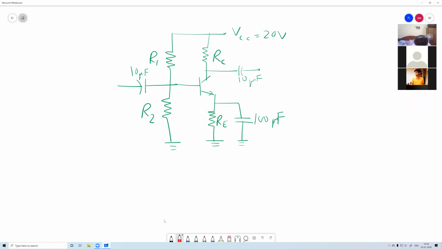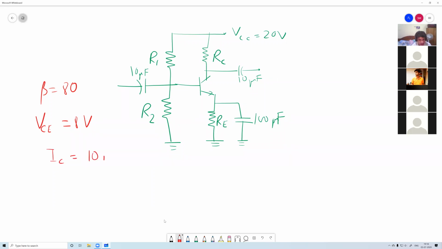VCC is given. VCE is given, VCE is equal to 8 volts. Beta is 80, also given. And IC is given to be 10 milliamps. So we need to find R1, R2, RC, and RE.